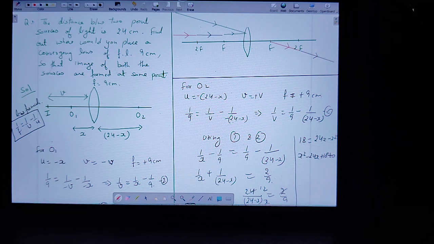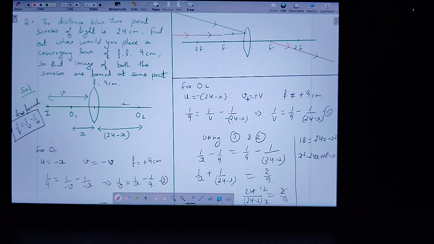Ma'am, I don't understand why we took u as negative in O2 and v as positive. You're not getting this because if I'm taking O2 as my object, then my incident ray direction will be this, no? Right, ma'am. And then from optical center to go to the image, am I moving in the direction of the incident ray? Yes, ma'am. So if I'm going in the direction of the incident ray, the distance will be taken as positive. That's it. Got it, ma'am.